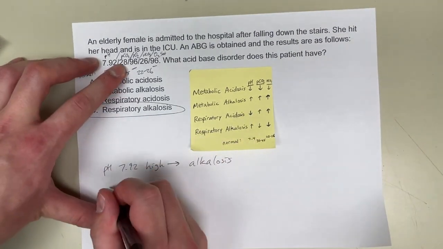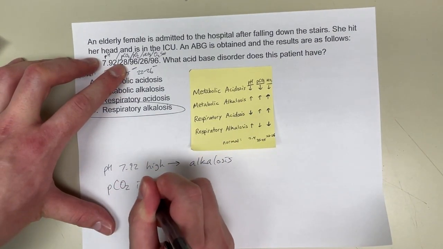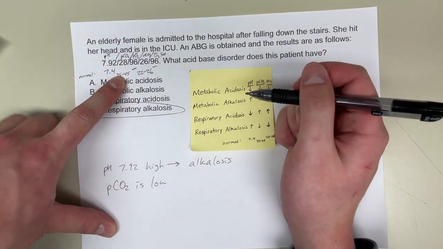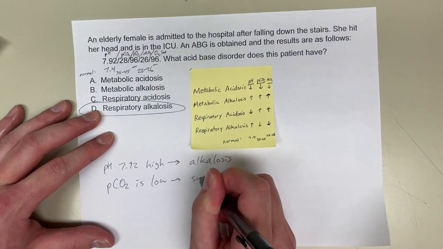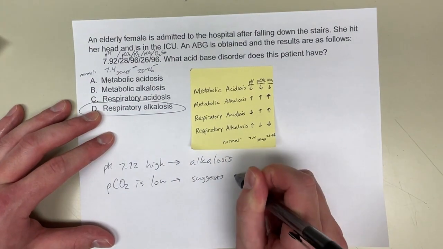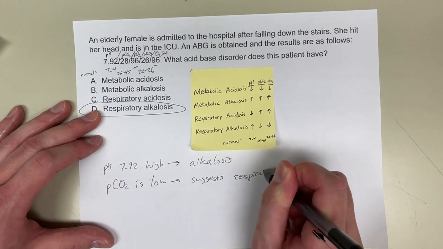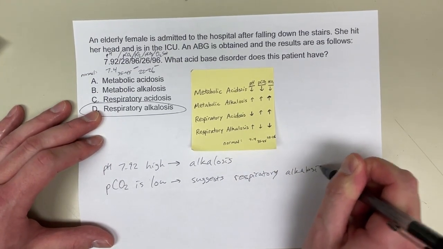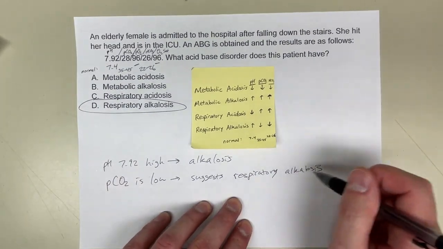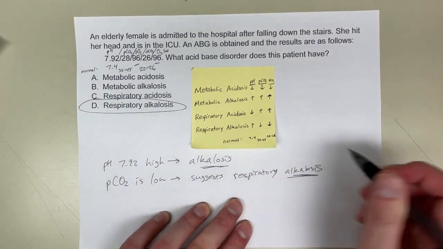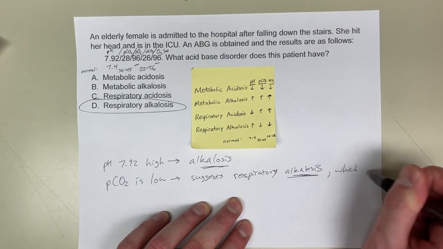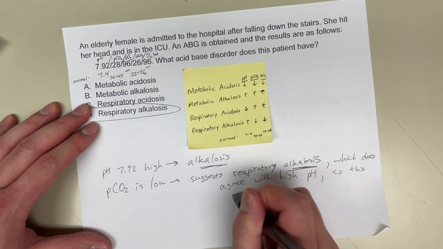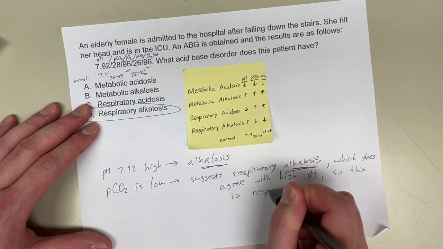And then next up, pressure of carbon dioxide is low because 28 is lower than the normal of 35 to 45. So therefore, this suggests respiratory alkalosis. So we want to see if this alkalosis agrees with this, which it does. So this agrees. So I know this is respiratory alkalosis.